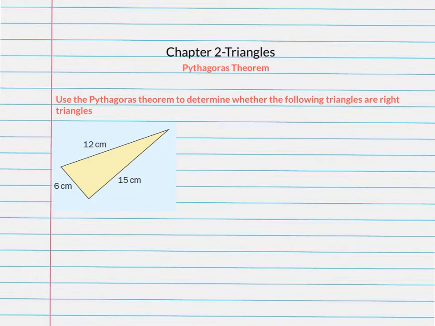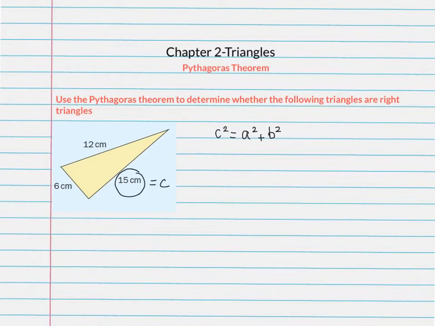Our test for a right triangle is the Pythagoras theorem, which is c squared is equal to a squared plus b squared. Step number 1 is identifying which side is c. We agreed the longest length is c. We compare 6, 12, 15. The longest here is 15. So 15 centimeters is our c.